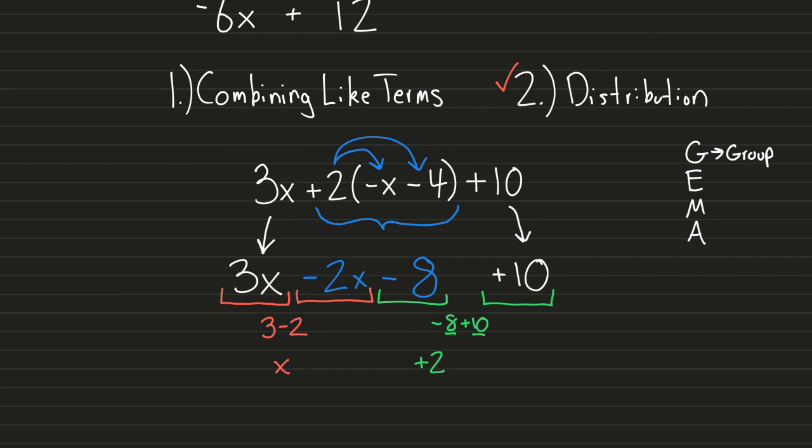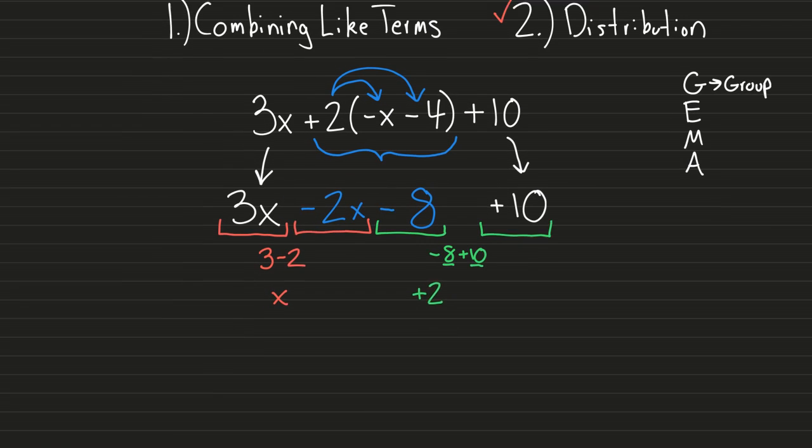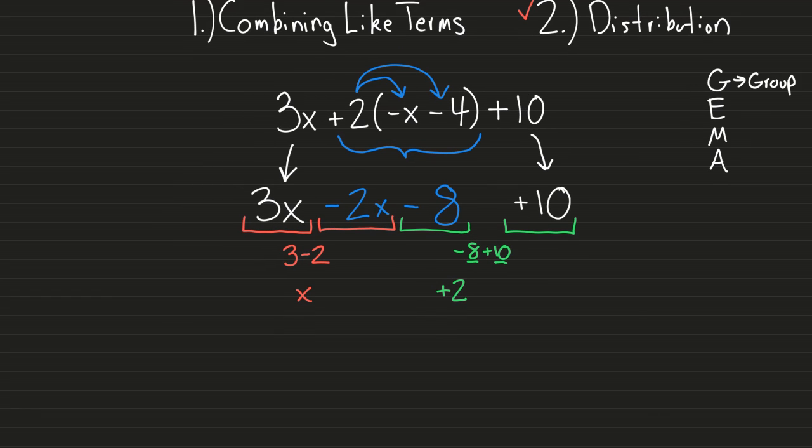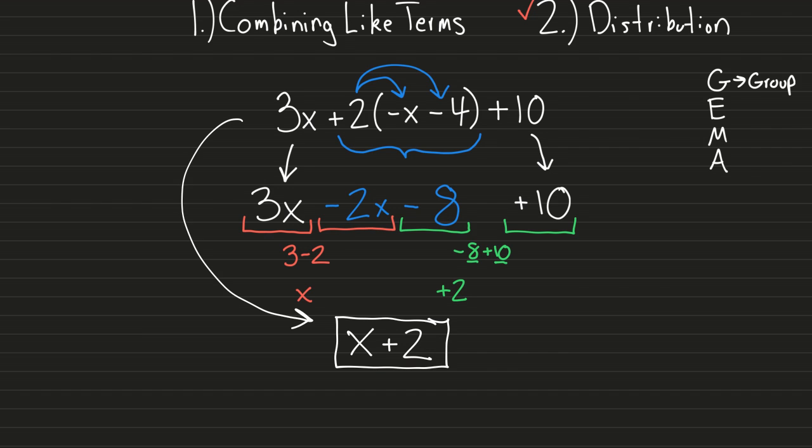And so to rewrite our simplified expression, we are just going to write x plus 2. We cannot combine those. One is a variable term, one is a constant term. But look at how much nicer that is than what we started with. We would call this the simplified expression. That's what we're looking for. We want it as simple as possible.